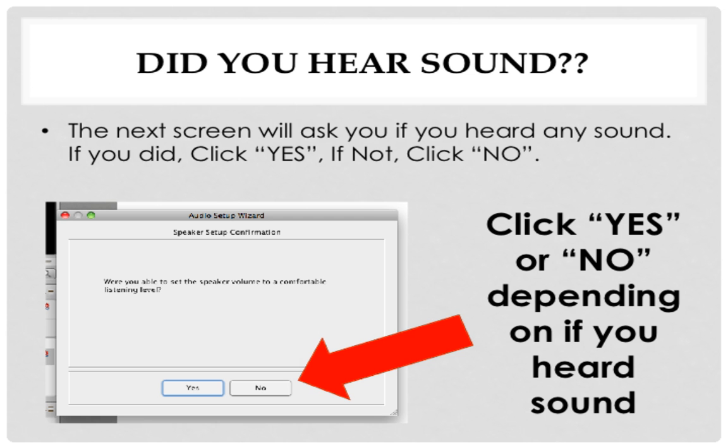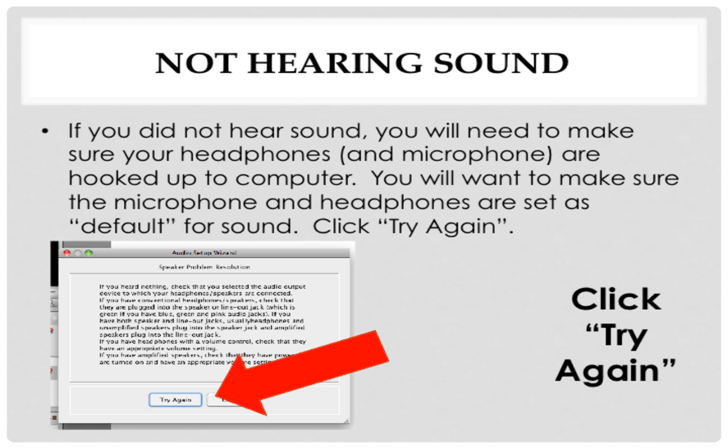If you weren't able to hear the sound, you will need to make sure your headphones and the microphone are hooked up to your computer. You'll want to make sure that the microphone and headphones are set as the default for sound. Once those are confirmed, click Try Again, and then the whole process will start over.